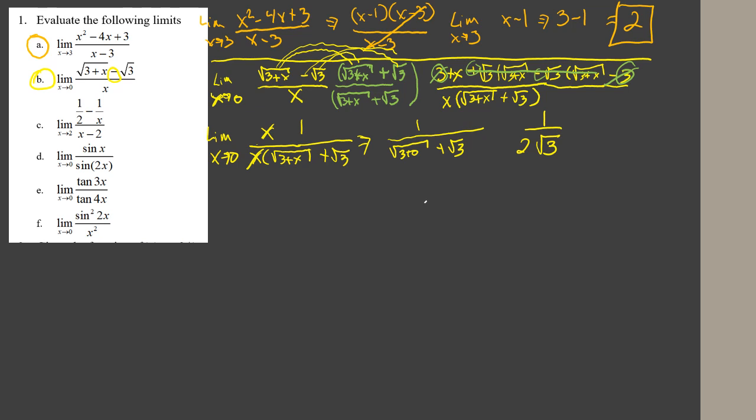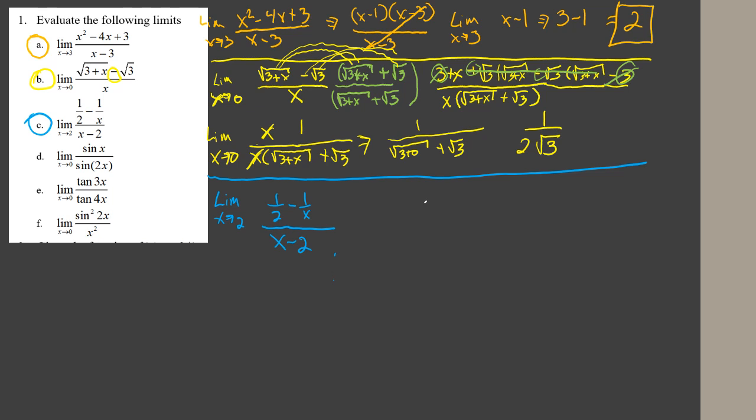Now let's give C a try. Whew, this one looks fun. So we have the limit as x goes to 2 of 1 half minus 1 over x, all over x minus 2. Well, let's see what we can do.